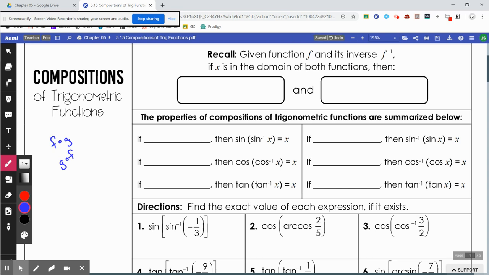Recall, given a function f and its inverse, f inverse, if x is in the domain of both functions, then f of f inverse of x will always equal x if they're inverses. The way that we wrote it is f of g will always equal x and g of f will always equal x if the functions are inverses. And we also know that f inverse of f of x, if you compose the two, again, you're going to get x if they are truly inverses of each other.